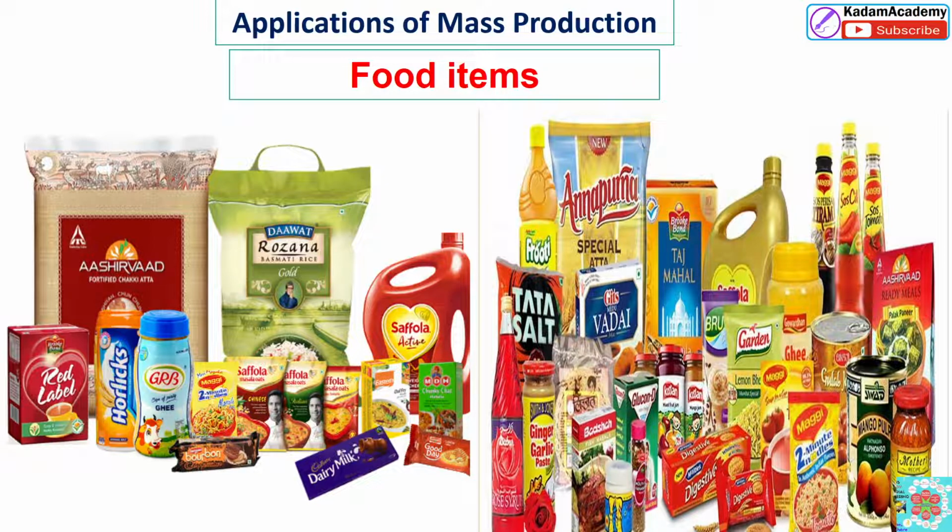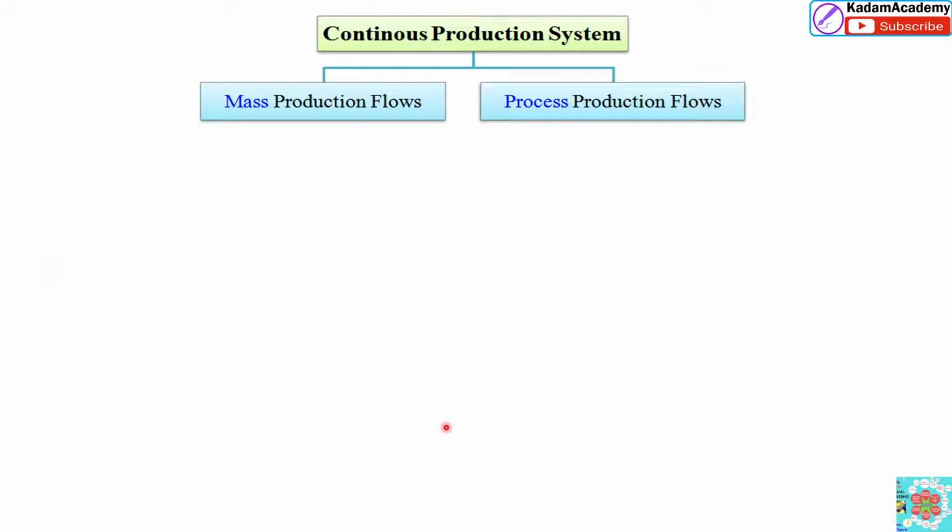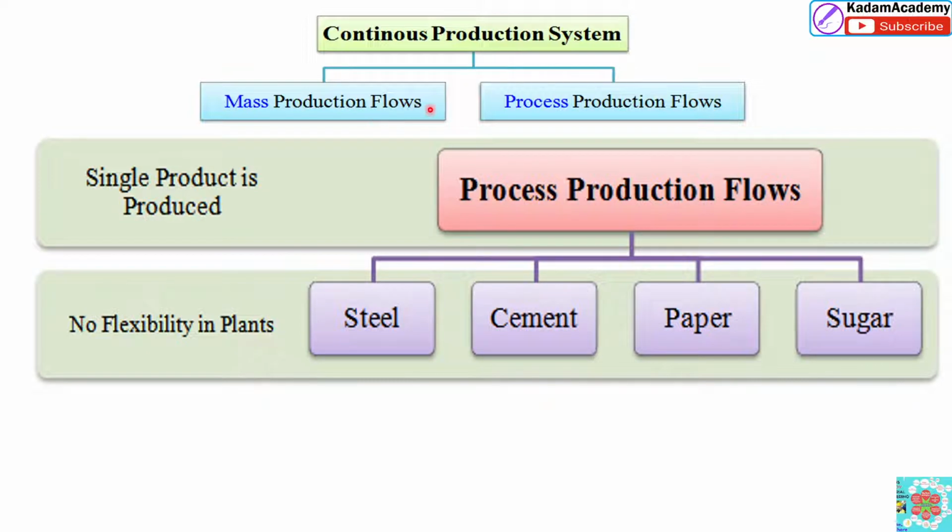These are all food items you can see; they are also manufactured in mass production. Mass production is studied under the continuous production system. Next is the process production flow. There is a continuous flow of production. However, this depends on the demand in the market.